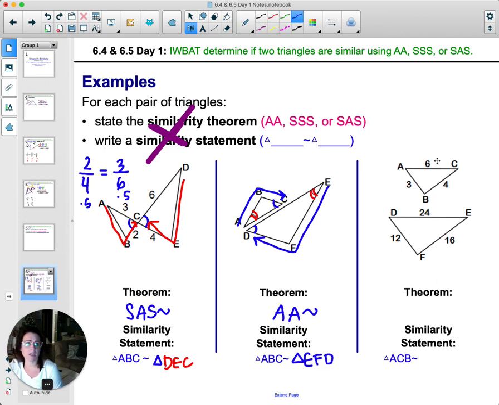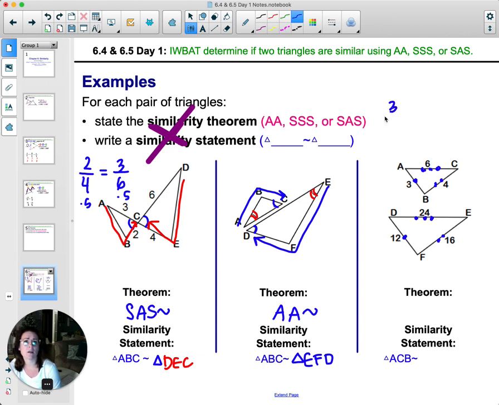Third and final triangle, again, not touching. Okay, so we don't have reflexive or vertical. So let's start comparing the sides because we've got all 3 sets of sides. So small is the 3. Smallest in the next one is the 12. The middle one is the 4. In here, the middle size is the 16. And then the 6 is the largest. And with the bottom, the 24 is the largest.